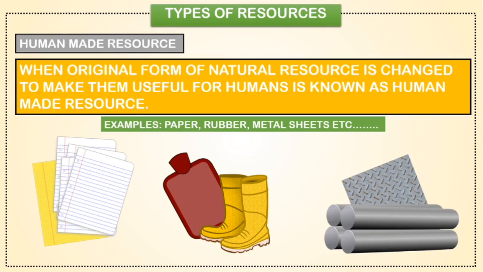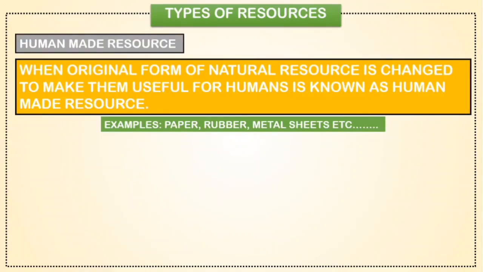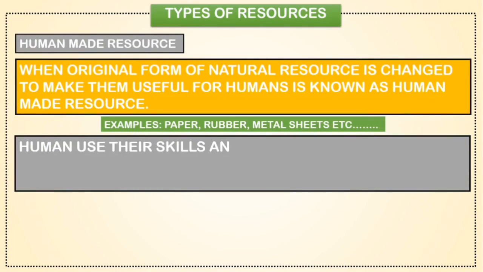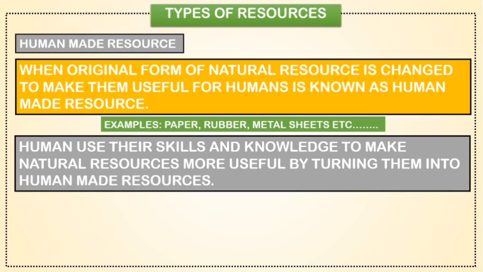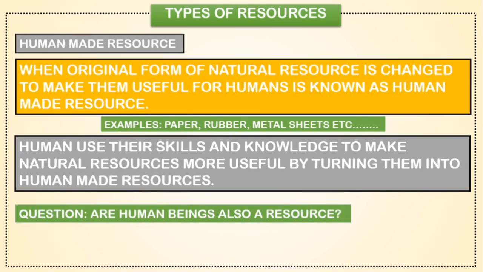There would be another question. Human beings, with the use of their skills and knowledge, make natural resources more useful by turning them into human-made resources. So they are using their skills and their knowledge. Why and in which manner are they using them? They use them in the manner that this natural resource will be transformed into human-made resources. Clear?